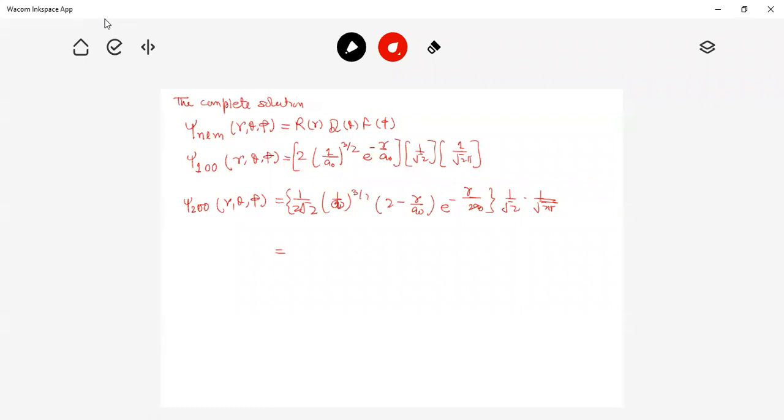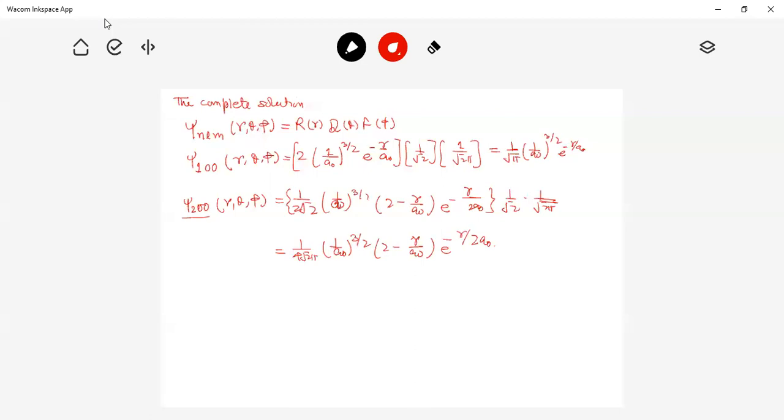So by solving this, psi 1 0 0 is 1 upon under root pi, 1 upon a0 to the power 3 by 2, e raised to the power minus r upon a0, and for psi 2 0 0, the wave function is 1 upon a0 to the power 3 by 2, (2 minus r by a0) e raised to the power minus r by 2 a0. Similarly, we can have the other values.